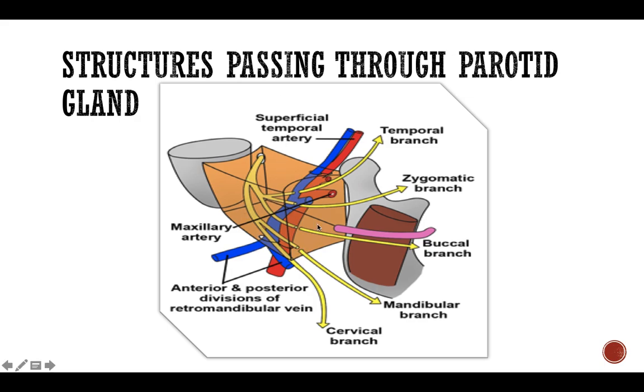There are three structures which pass through the parotid gland, that is, they pierce the parotid gland. They are the facial nerve and its branches: the temporal branch, the zygomatic branch, the buccal branch, the mandibular branch and the cervical branch. Then you have an artery and a vein: the external carotid artery and its branches, and the retromandibular vein and its branches. So the three structures, I repeat once again, are the facial nerve, the external carotid artery and the retromandibular vein.